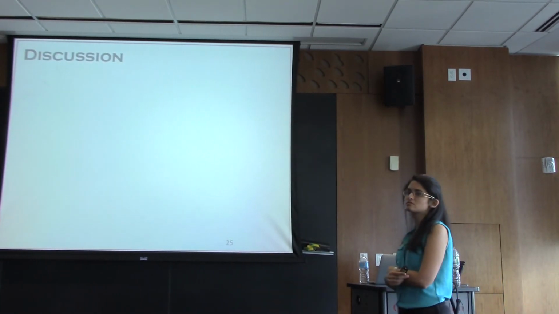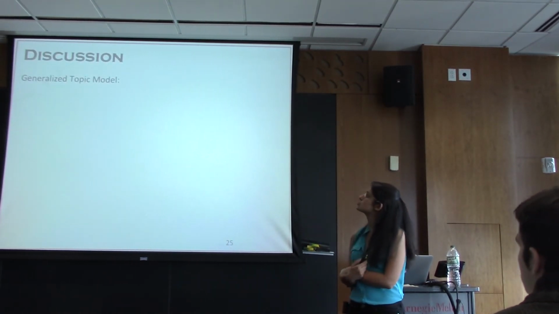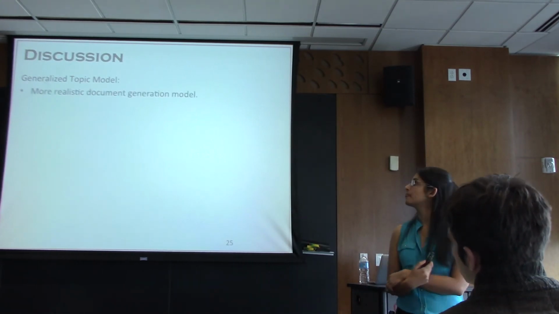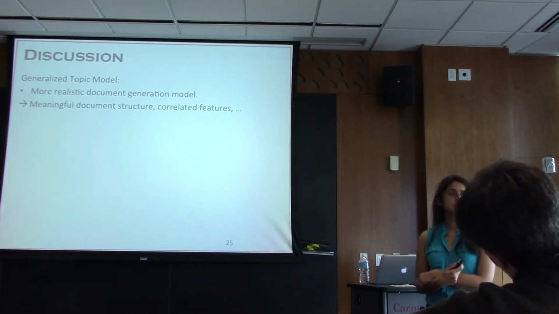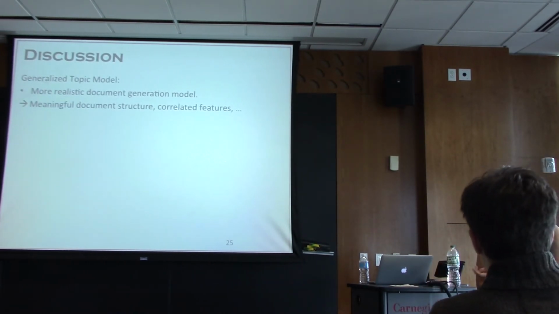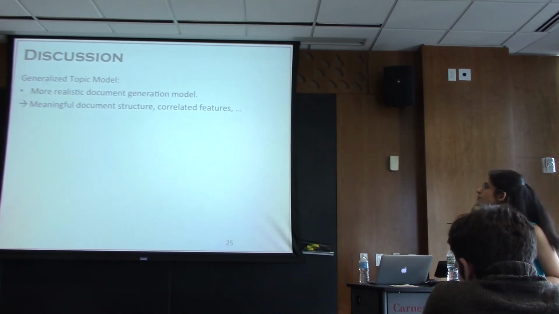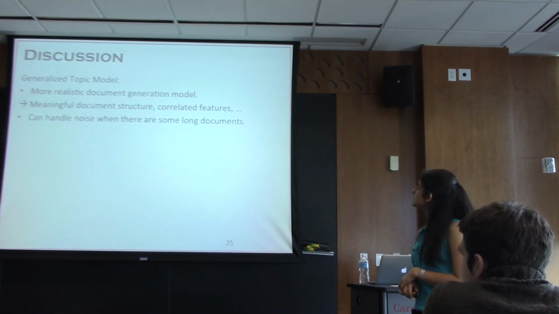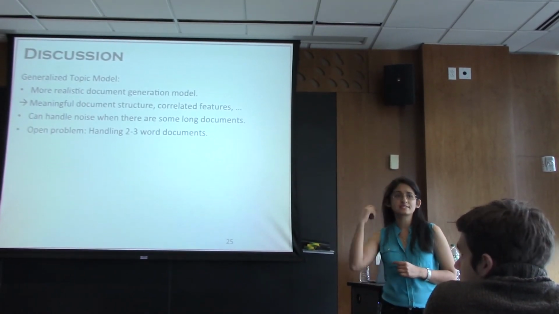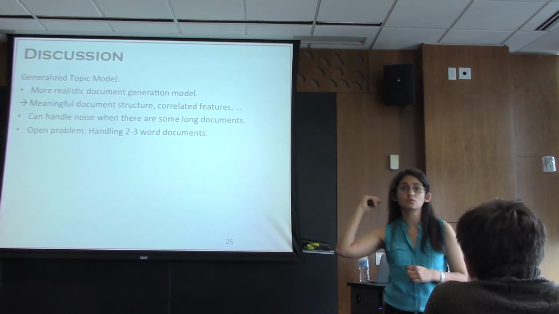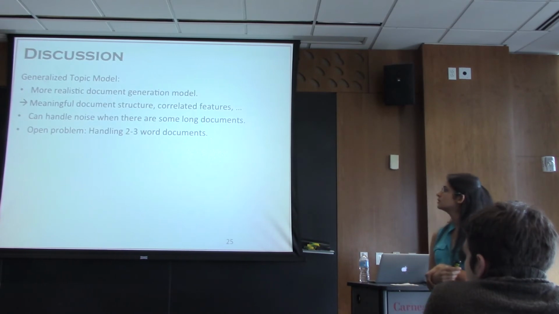Other than that, before we finish, let's review what we actually did in today's talk. I introduced this generalized topic model that was more realistic. It allowed us to work with correlated features and create actual meaningful documents, and it was a generalization of the more traditional topic modeling. We showed how we can handle noise, especially when there are long documents. When every document is short, for example 2 or 3 words, previous work knows how to deal with it, but we can't quite deal with it, and that's an open problem that seems very interesting.